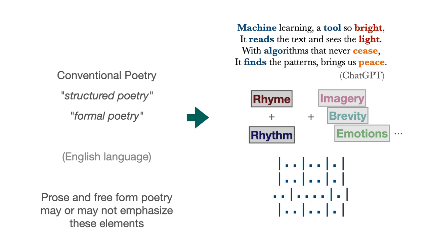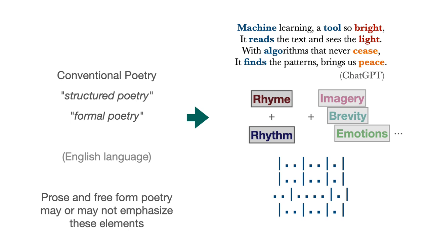However, today we are going to talk about methods that we can use computationally to understand poetry and prose. Basically, we are mostly interested now in conventional poetry, which is also known as structured poetry or formal poetry, at least in the English language. These types of texts are characterized by rhyme and rhythm, so this is heavily emphasized in this type of text.